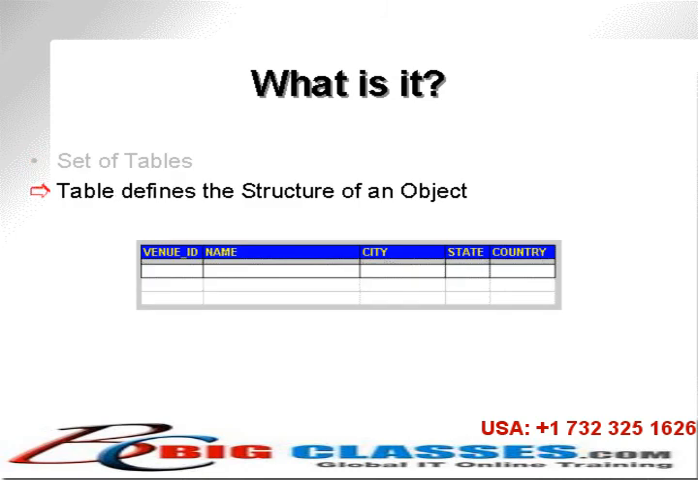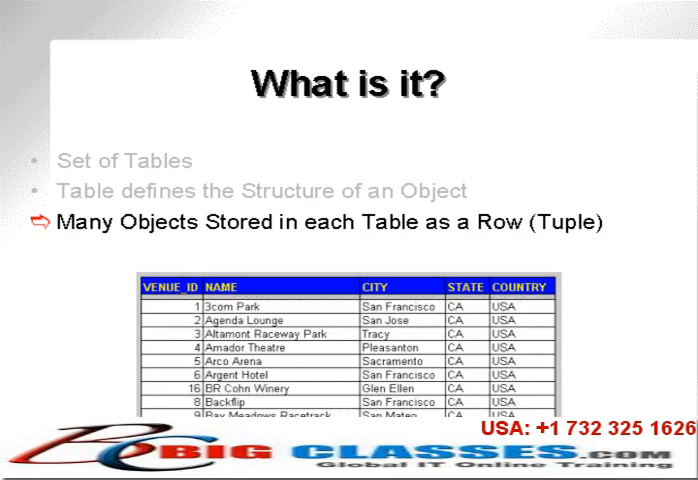A table defines the structure of an object. In the diagram, we see the structure of the venue table or object declared horizontally, with 1, 2, 3, 4, 5 fields. Those fields being venue ID, name, city, state, and country. Many objects can be stored in each table as rows or tuples. We can see that the columns or fields declared as venue ID, name, city, state, and country are duplicated, as shown by the 10 rows displayed on the screen.